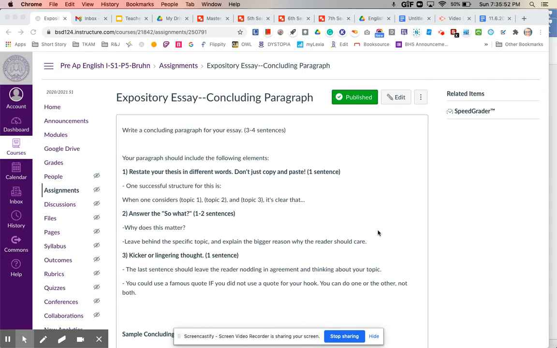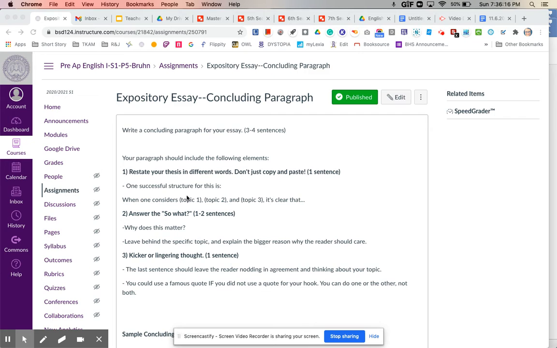The first one is to restate your thesis in different words. You can't just copy and paste it. That's repetitive, that's boring. Your reader isn't going to want to see that. If you're struggling with a way to restate your thesis, this is a really easy structure that you can use and just plug in your topic. When one considers topic one, topic two, and topic three, it's clear that da da da da da.